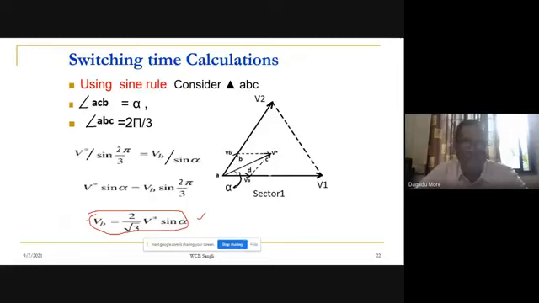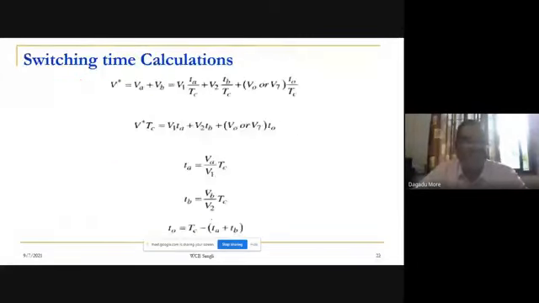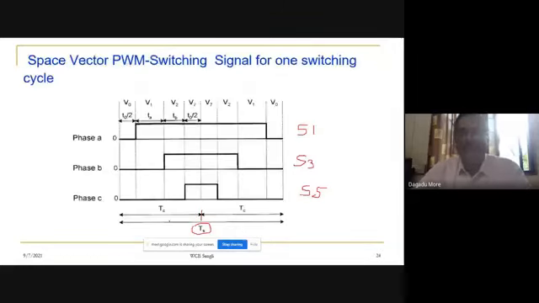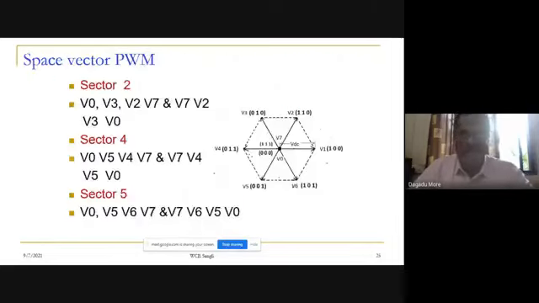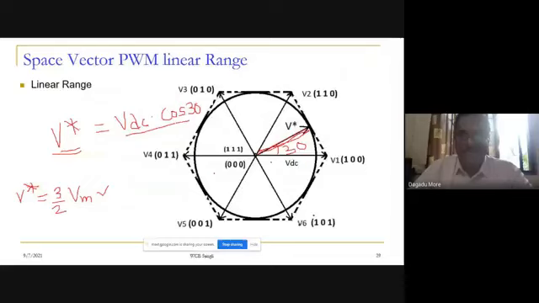Once you get the Va, Vb, V1 is known. Already V1, V2 is known. V1 is how much? VDC. V2 is also VDC. Va and Vb you calculate. You have calculated the Tc. And once you have calculated this, you can find out the Ta and Tb. Once Ta and Tb are known, you can find out the T0. So this is just a substitution, and correspondingly you make a switching signal for one switching cycle time. So this is all about our problem.